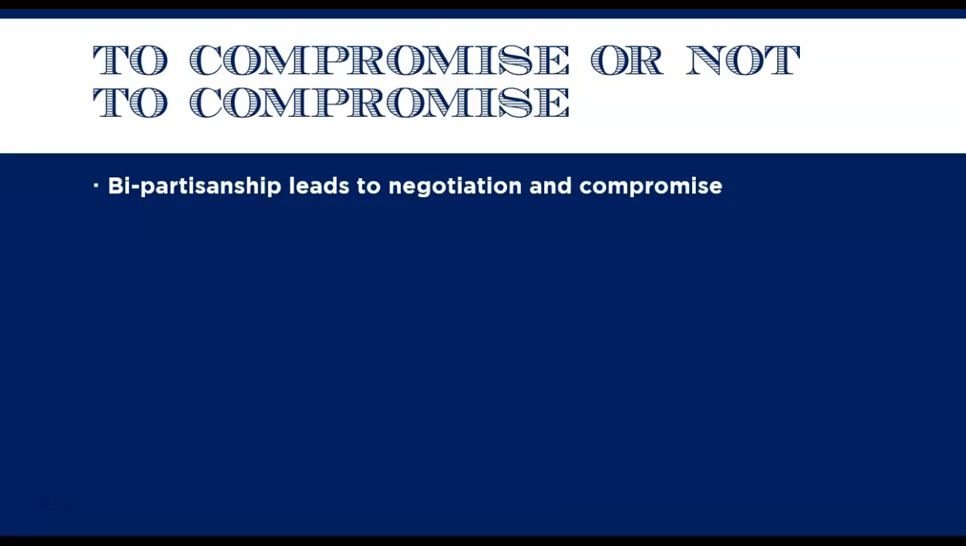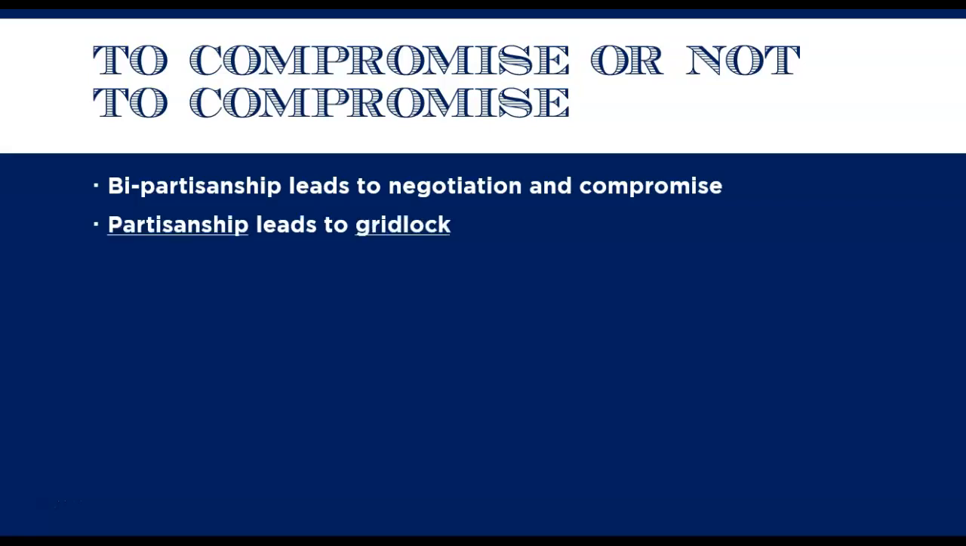Okay. First term you have is bipartisanship. Okay. This leads to negotiation and compromise. Okay. Where the two parties, bi means two, and then partisanship means the parties. So when they're working together, then they'll negotiate and then compromise and things actually get done.